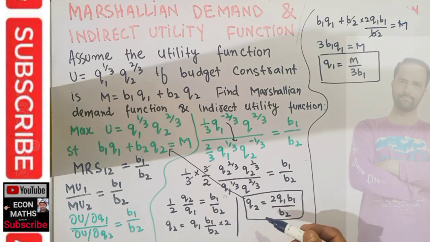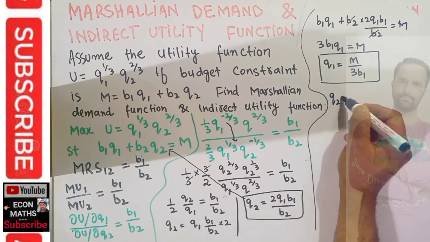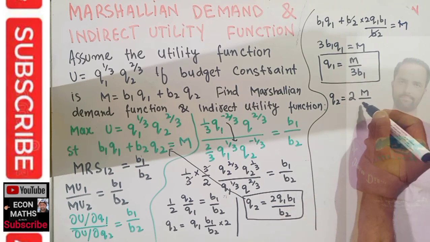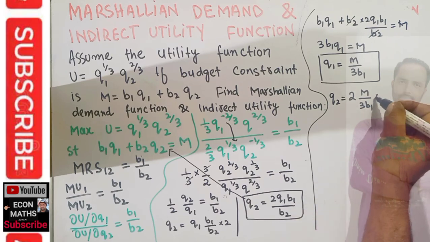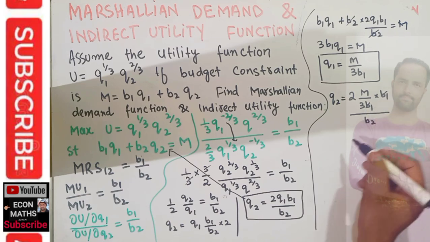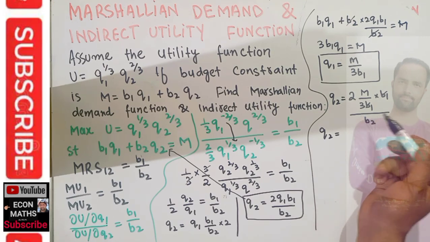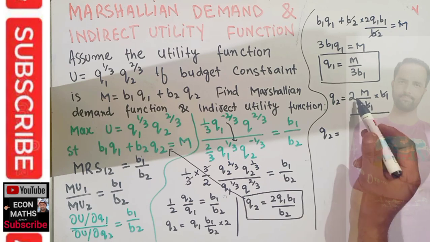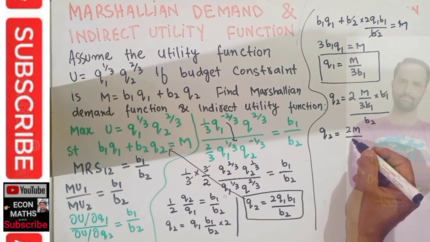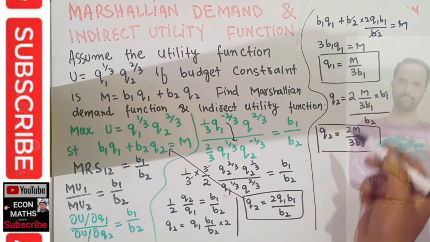Now to find out the value of Q2, simply plug the value of Q1 here. So Q2 is equal to twice Q1, which is this stuff, m upon 3B1, then we have times B1 divided by B2. Okay, so B1 gets cancelled, so Q2 will be equal to twice m divided by 3B2. Okay, so these are the Marshallian demand functions of good 1 and good 2.